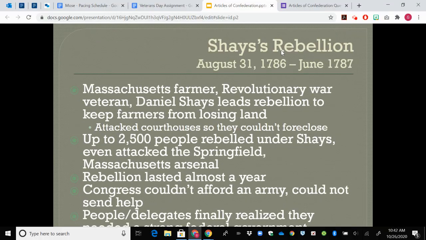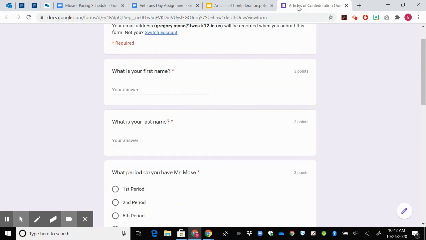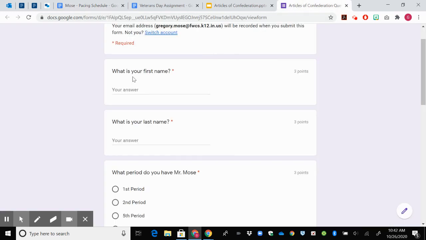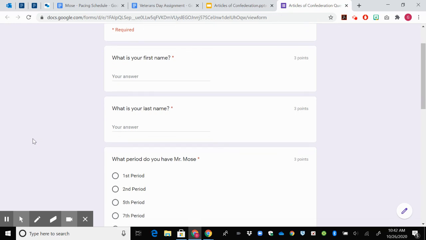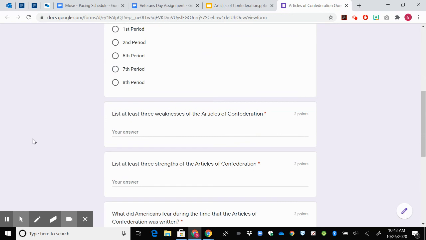Okay, so that's the PowerPoint. What you're going to have to do after listening to this PowerPoint is answer the Articles of Confederation questions, which, when you go to the pacing schedule, are right below. Okay, right there. This is just showing that you've been paying attention to what we were talking about and you watched the video. If you didn't hear some of these answers on the video, you could look them up online as well.